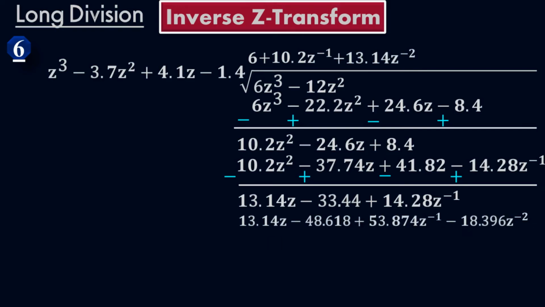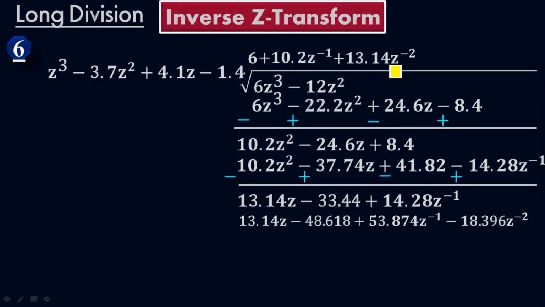To get 13.14z minus 48.618 plus 53.874z to the negative 1 minus 18.396 times z to the negative 2. Look, 13.14 into z to the negative 2 times z cubed equals 13.14z. Can I write z to the negative 2 equals 1 over z squared? Therefore, I will have 13.14 over z squared. So when you take the product of 13.14 over z squared with z cubed, you will get 13.14z. This z squared cancels with the z cubed, and you will be left with only a single z.